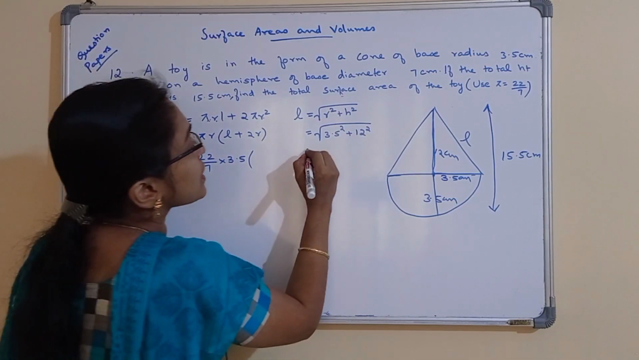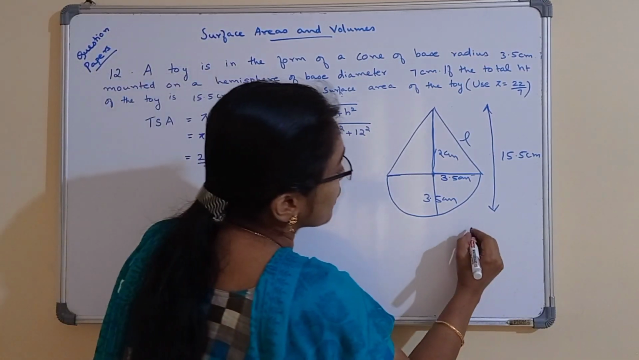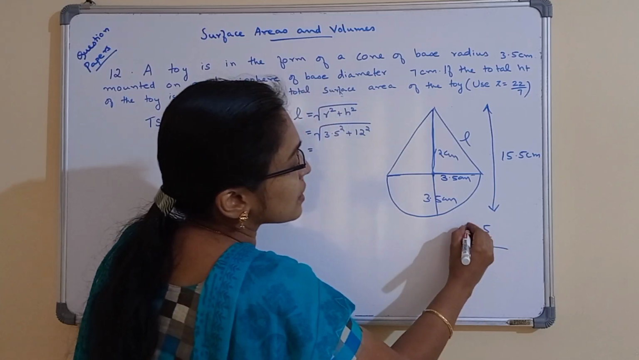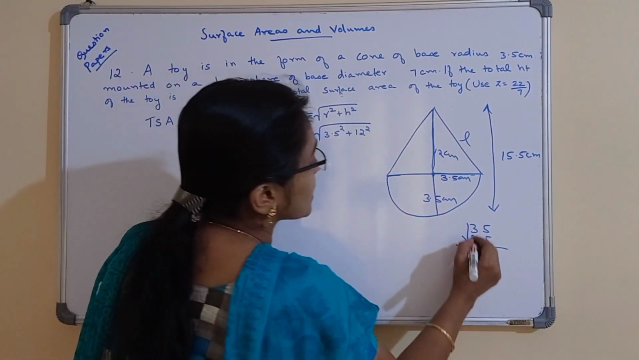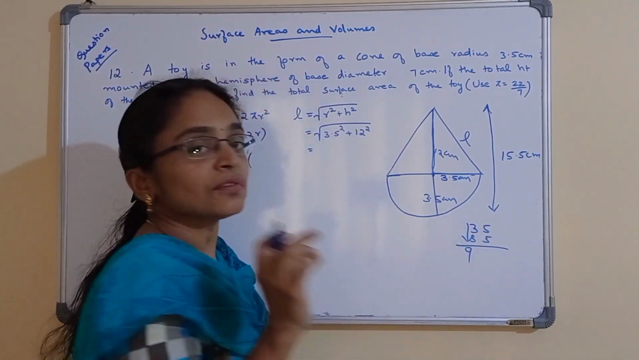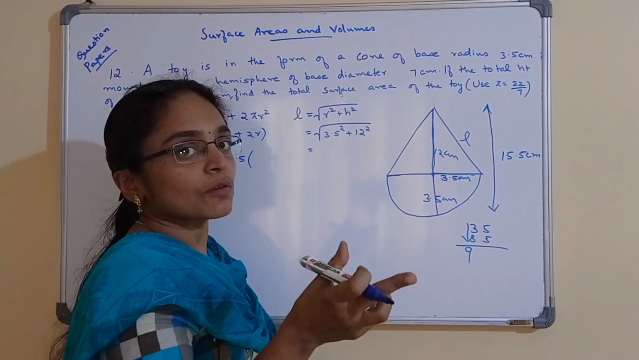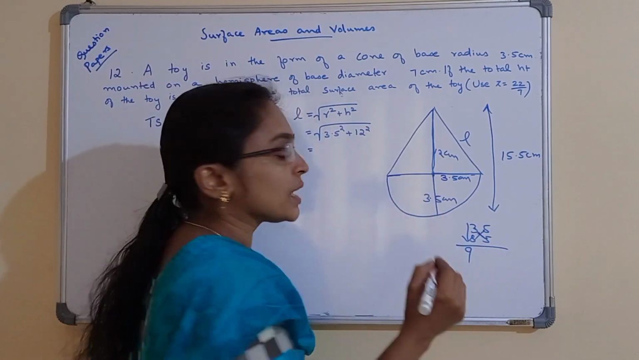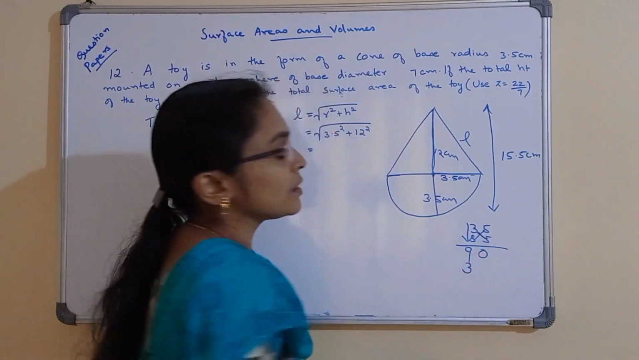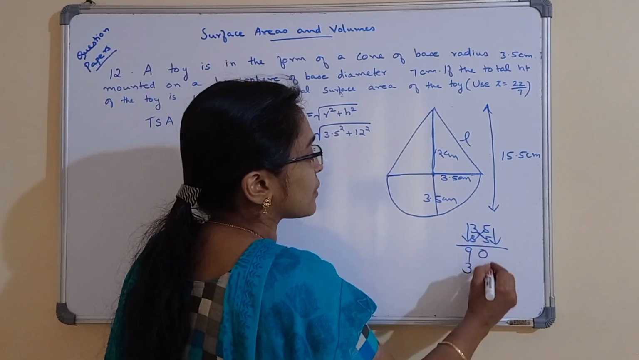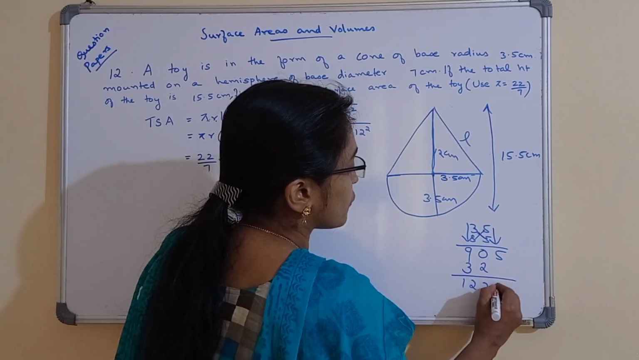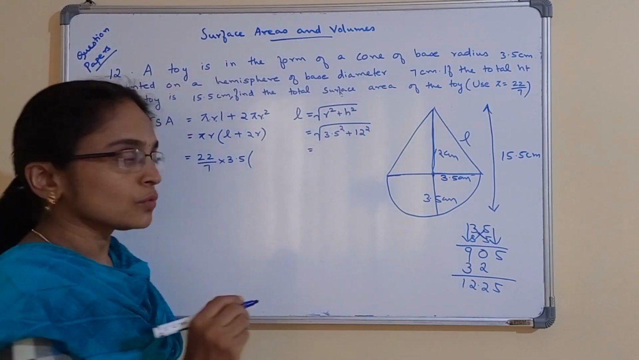Okay, so 3.5 square we can find as 35. First multiply this. 3 into 3 is 9. Now 3 into 5 is 15. 2 times of that, 2 times of 15 is 30. 3 is carry and 0 here. Now 5 into 5 is 25. So we have 1225 and 12.25.